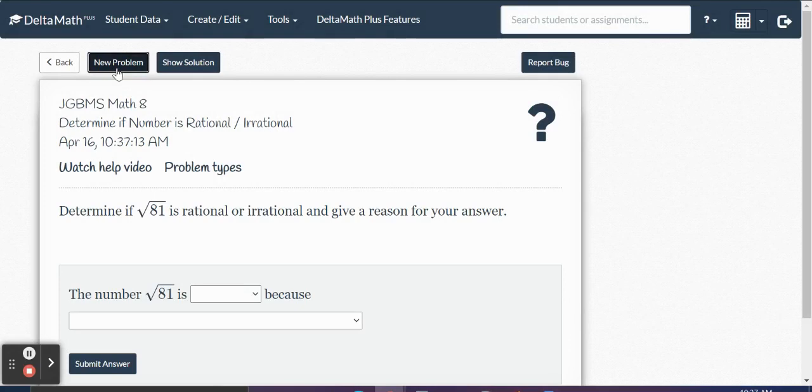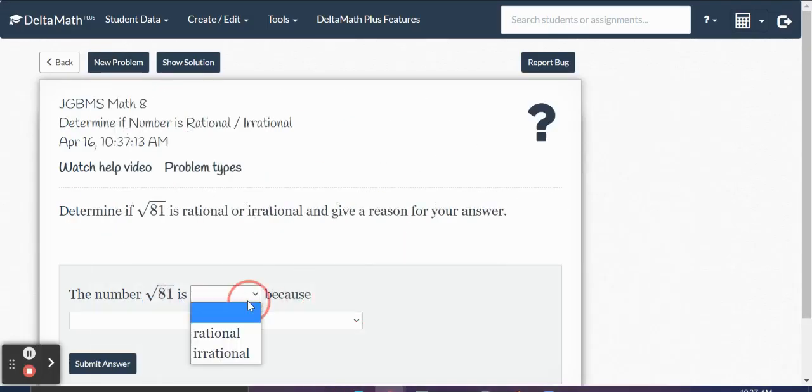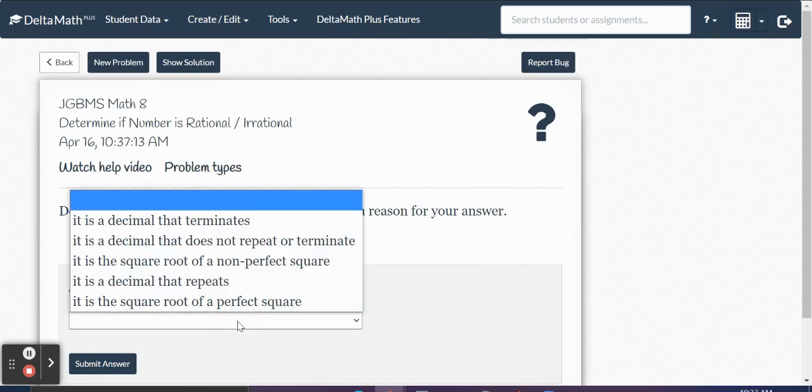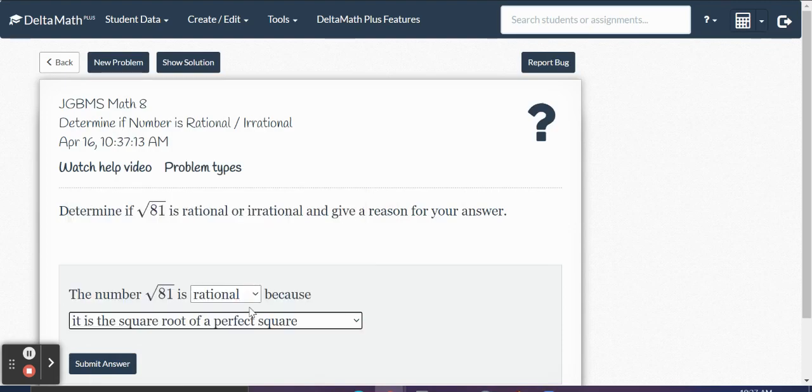Let's take a look at another one. All right, square root of 81. Back to our perfect squares list. 81. Square root of 81 is 9, which is a nice whole number answer. That means it is rational, because it is the square root of a perfect square.